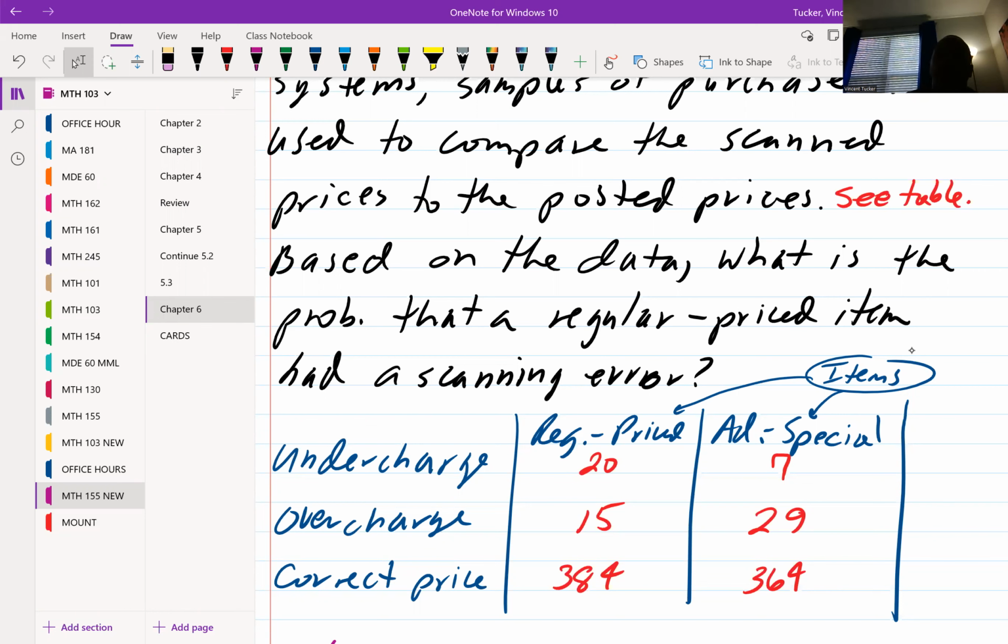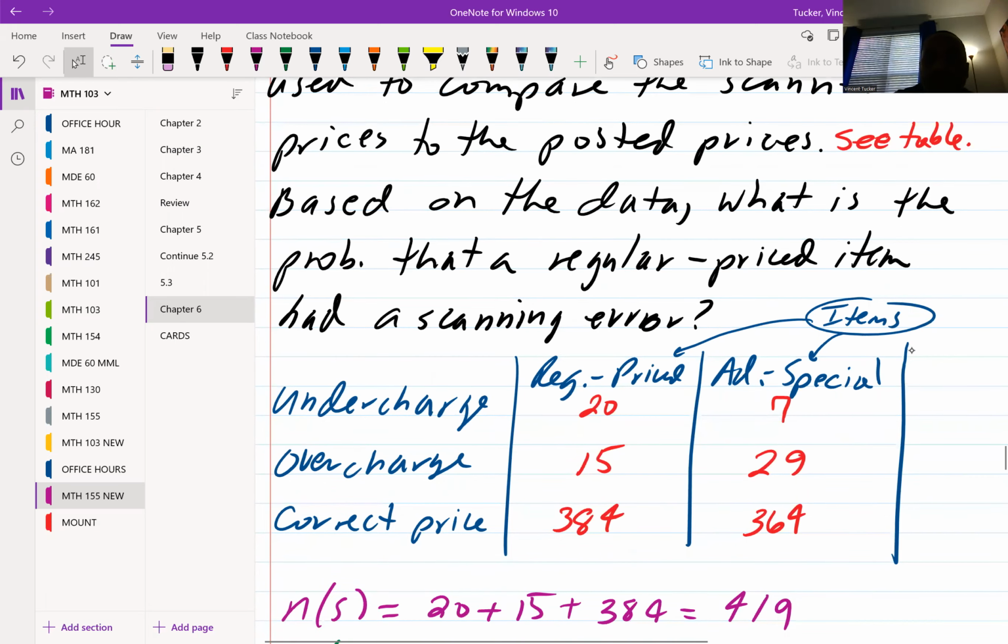All right, can I scroll up? We're done with black. All right.